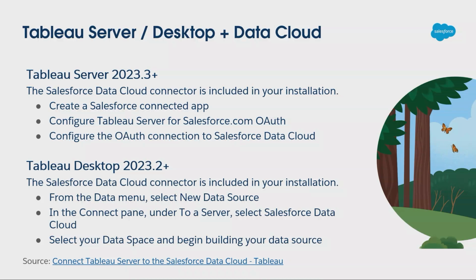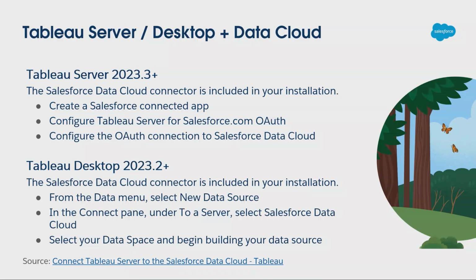A few stipulations: if you have Tableau Server, you need to have version 2023.3 or newer. That will come with the Data Cloud connector out of the box. Tableau Desktop, you need version 2023.2 or newer to get Data Cloud out of the box. The Salesforce CDP connector is going to be sunset in the near future, so just as a note, you will want to make sure to upgrade your products if you want to continue connecting to Data Cloud.